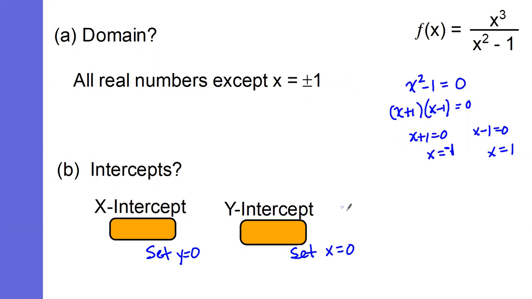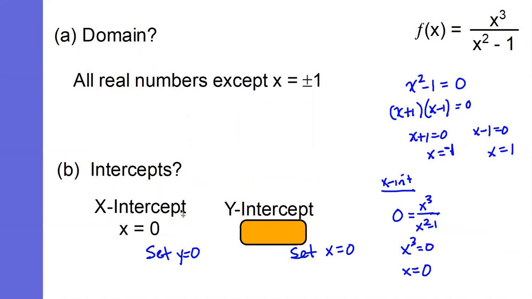So let's do that. With my x-intercept, I'm setting y equal to 0. There's my y, f of x is y. So 0 equals x cubed all over x squared minus 1. When is this fraction going to equal 0? The only time this fraction is going to equal 0 is if my numerator is 0. You can think of this as multiplying both sides by x squared minus 1; 0 times x squared minus 1 would cancel out. When does x cubed equal 0? What number multiplied by itself 3 times would give you 0? That value would be 0. So my x-intercept is at x equals 0, which is at my origin.